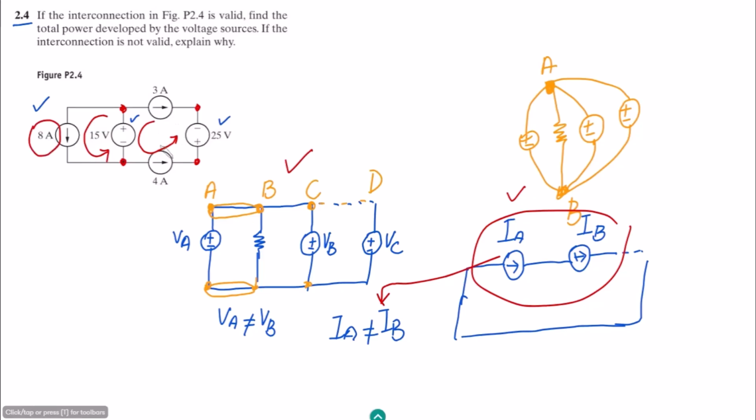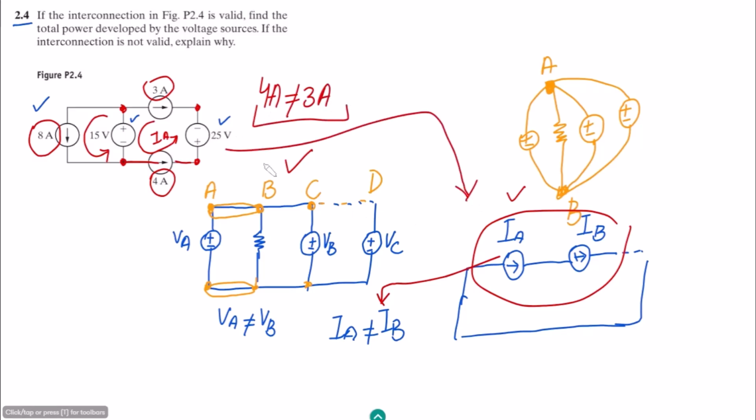But when we come to this loop, we can see that this current is the only constant one. In this branch the value of it is 4 ampere, while here this is 3 ampere, while this IA is constant throughout this loop. Therefore in this loop there are two current sources, and 4A is not equal to 3A, so this circuit is just like this one, and this is an invalid circuit.